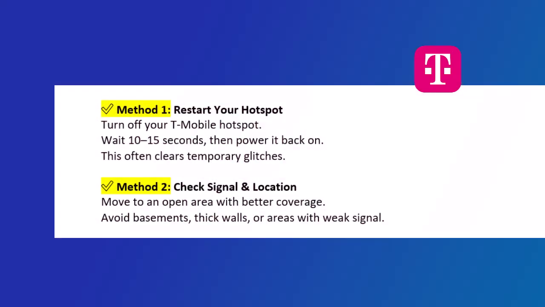Method 1. Restart your hotspot. Turn off your T-Mobile hotspot, wait 10 to 15 seconds, then power it back on. This often clears temporary glitches. Method 2. Check signal and location. Move to an open area with better coverage. Avoid basements, thick walls, or areas with weak signal.